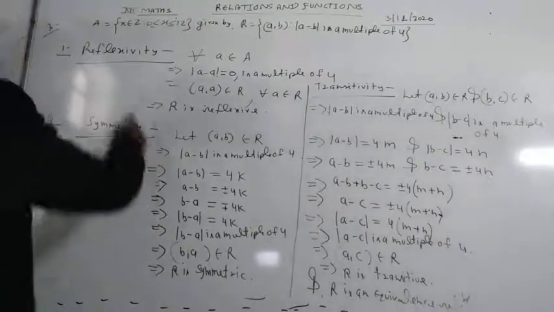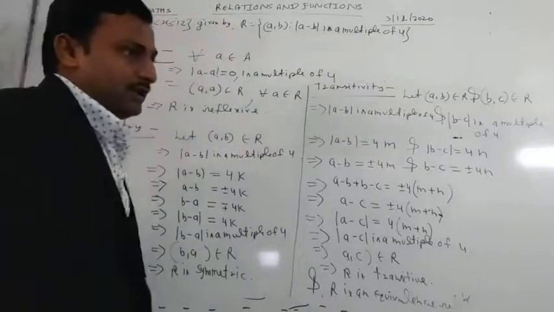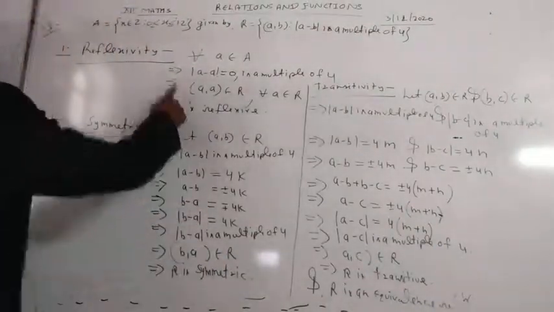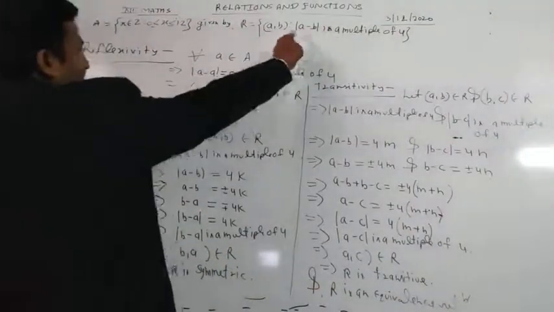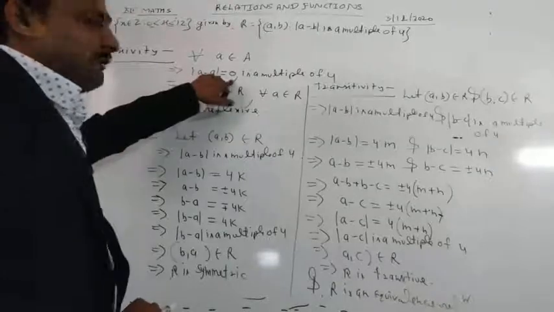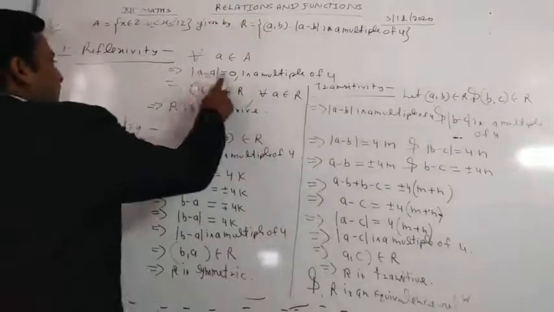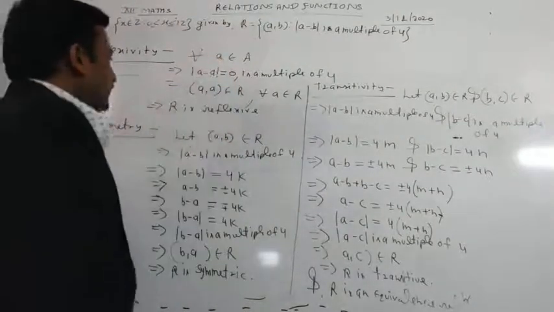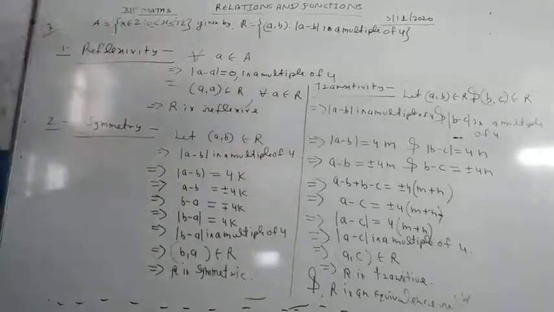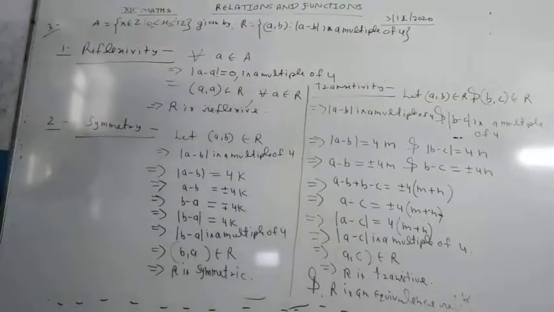For reflexive, we take an element small a which belongs to capital A in our set. By the definition, A minus A is a multiple of 4. A minus A is equal to 0, and 0 is a multiple of 4. So in place of A minus A we can write (A, A) belongs to R, because A and A satisfy the relation, so (A, A) belongs to R. Now we have to show that it is symmetric.